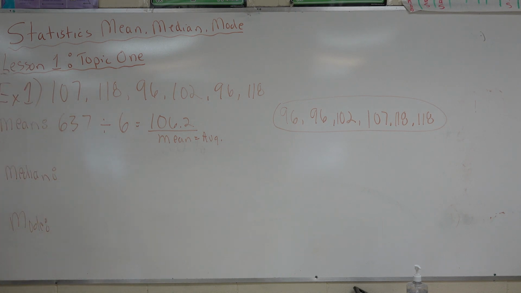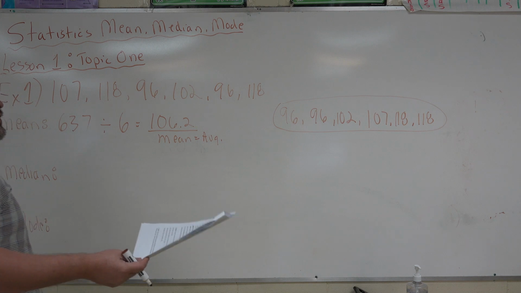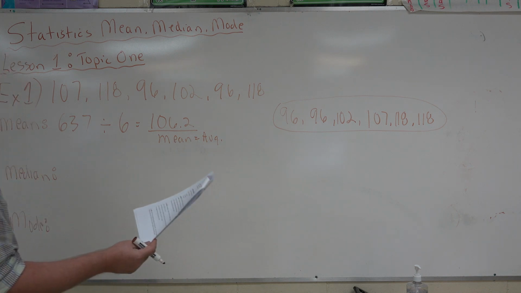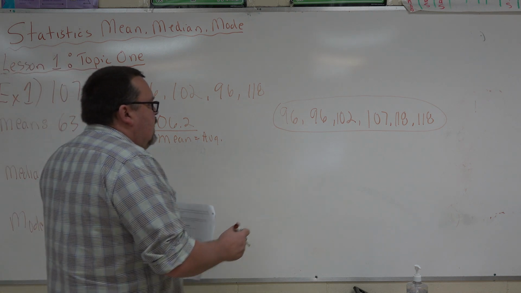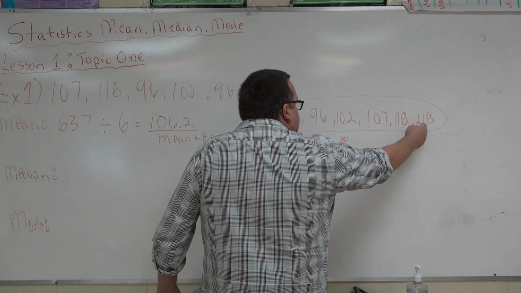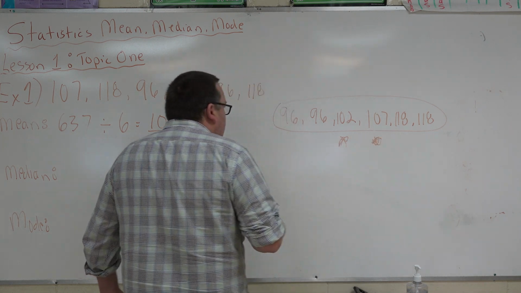Now the median. The median is the number that is in the middle. Because we did this earlier, of 96, 96, 102, 107, 118, and 118, we have to find what the middle number is. Problem is, if we go from 96 to 96, that takes us to 102. Now, that would say 102 is the middle number there, right? But wait a second. 118, 118, 107. Then that would say that's the middle number there.